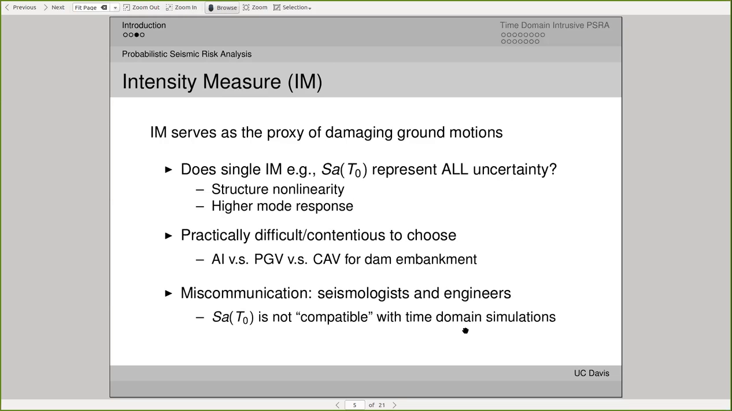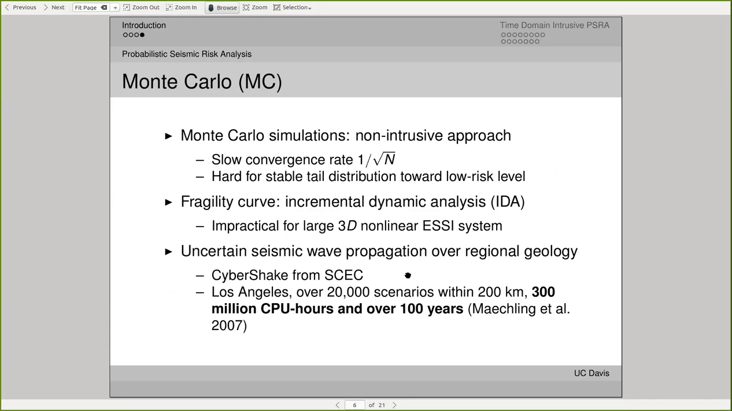Also, as the professor mentioned, since engineering seismology only provides hazard analysis for a single intensity measure, and when we earthquake engineers do the structure analysis, we still need the time series. So then there is a whole ad hoc technique of how to select the ground motion based on the single intensity measure, which leaves a lot of flexibility and a lot of uncertainty.